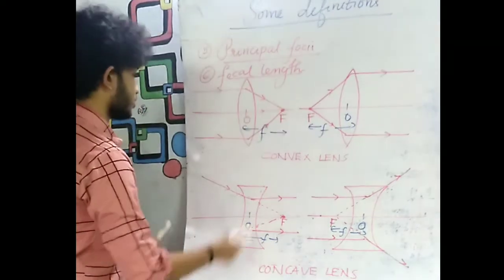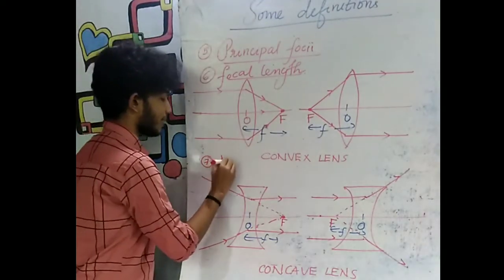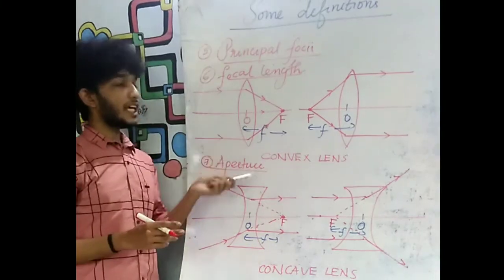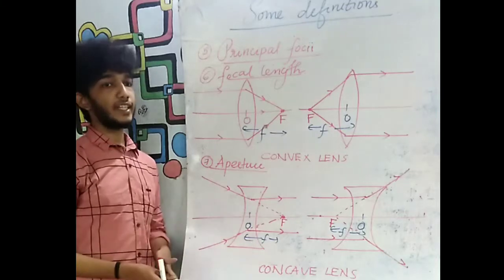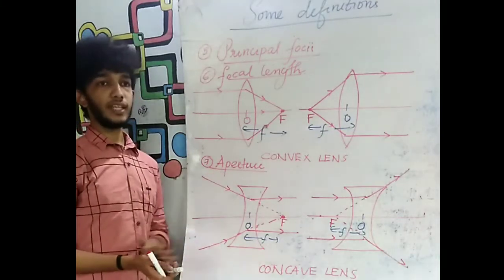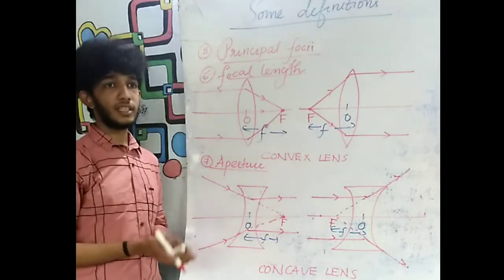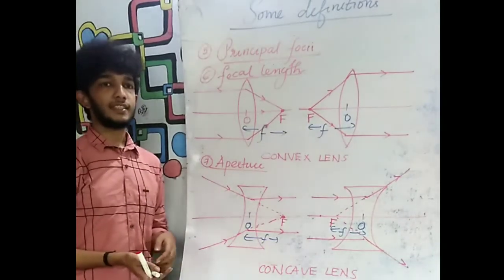And the seventh term is aperture. Aperture means what? The effective diameter of the circular outline of a spherical lens is known as the aperture of the lens. So these are the seven basic terms and their definitions related to spherical lenses.